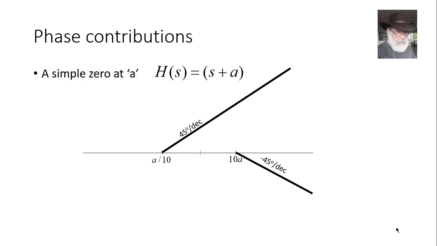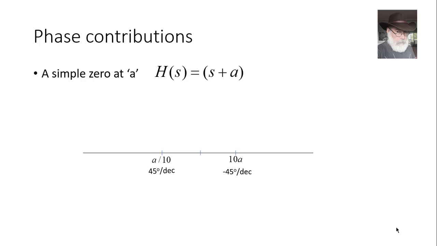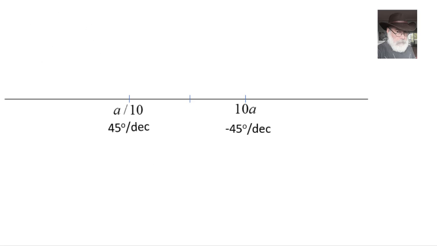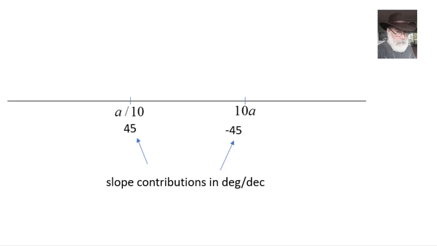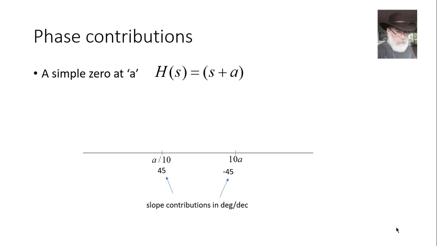In reality, I don't even draw those segments. I just write something like this. At the corner frequency 0.1 A, I will increase the slope by 45 degrees per decade. At the corner frequency 10 times A, I will decrease the slope by 45 degrees per decade. In reality, in an exam, I don't even write the units. I just write something like this. I remember that those numbers are in reality slopes in degrees per decade in the case of phase plots.